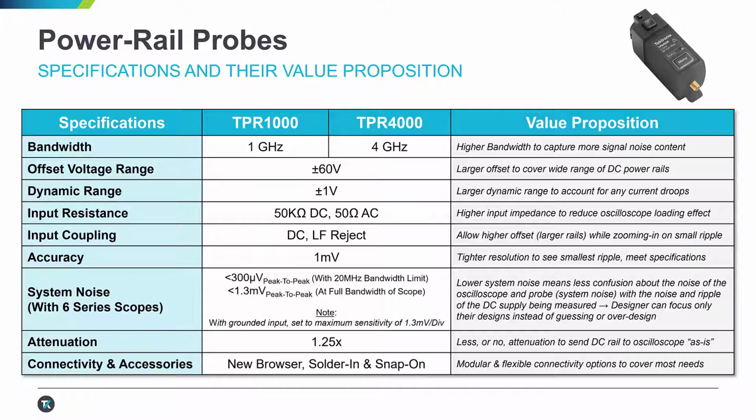And the other key piece here is the system noise. So we've included all these features, and the system noise in conjunction with the very low attenuation that's used with this probe really allows you to see the true nature of the DC bus and all of the ripple that's included there. It's very hard to find a power rail probe out in the market that includes this level of noise, either at the 20 megahertz bandwidth limit like it is often used, or at full bandwidth, or I should say up to 4 gigahertz, which is the maximum bandwidth of this particular probe.